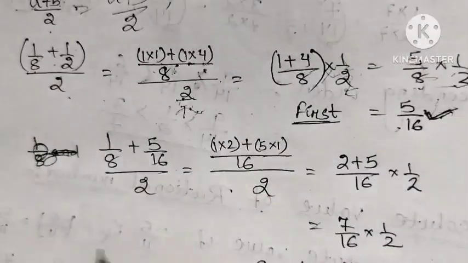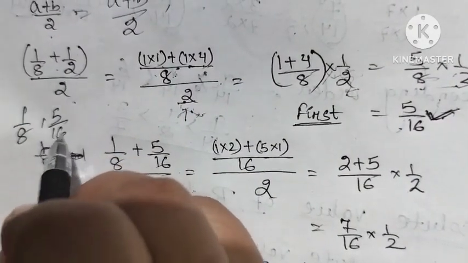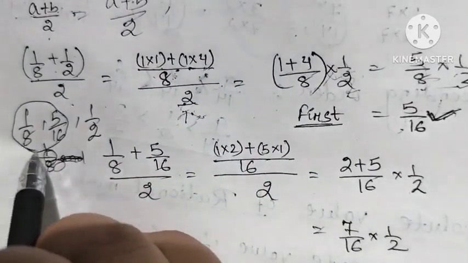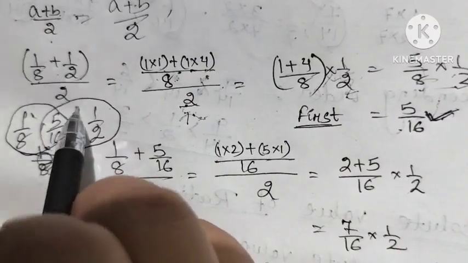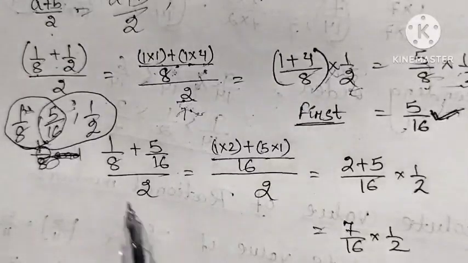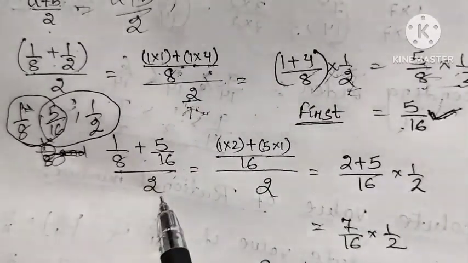Yes, 1 by 8, in between 1 by 8. Then next it is 5 by 16, then it is coming 1 by 2. Then you take these 2 rational numbers. Then in between of these 2 rational numbers, another rational number is also coming: 1 by 8 plus 5 by 16, divided by 2.